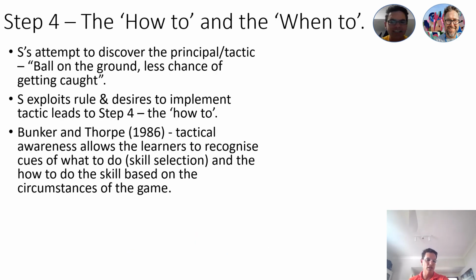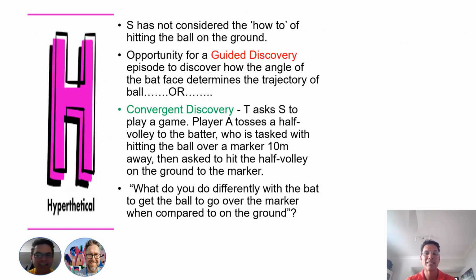The how and the when. So the student attempts to discover the principle: ball on the ground, less chance of getting out. They want to exploit this rule and they desire to implement the tactic, which is step 4, the how to. So Bunker and Thorpe said tactical awareness allows the learner to recognize the cue, fielder in front of me, very close, and then the how to do it in the circumstance.